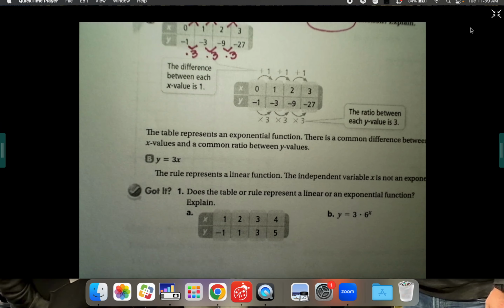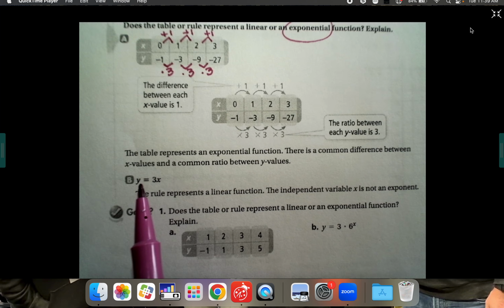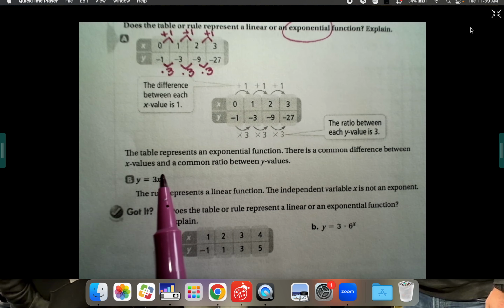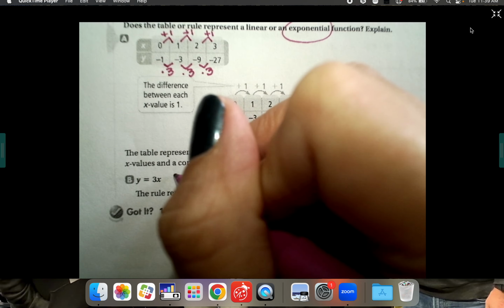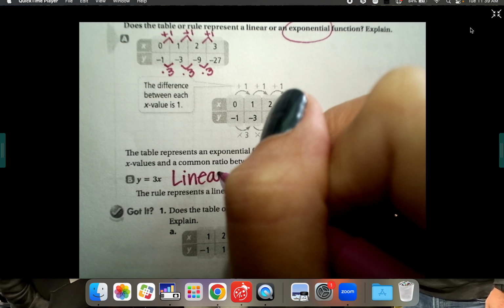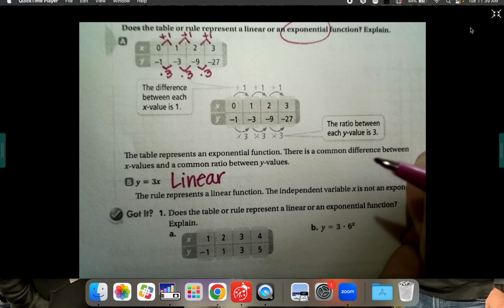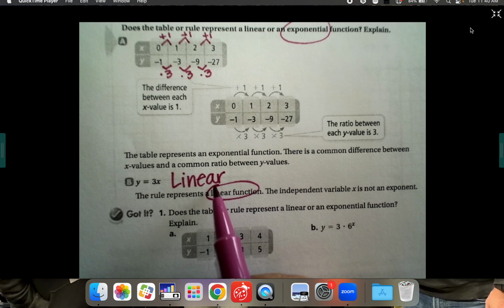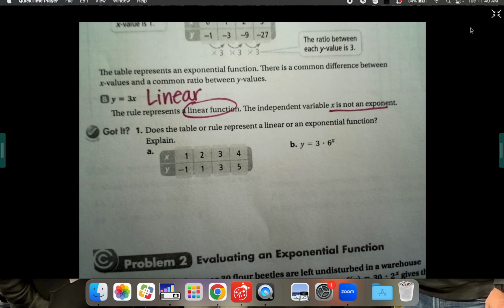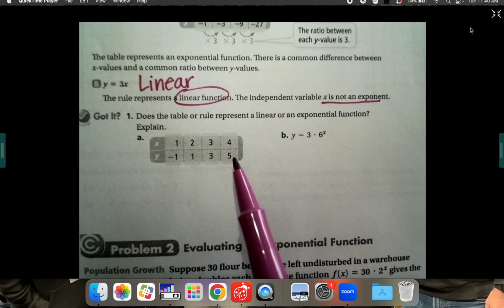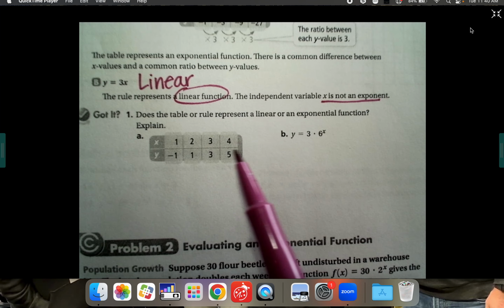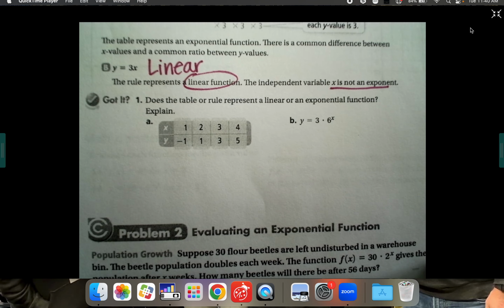All right, on problem B, if you see an equation that's just y equals 3x, there's no exponent, there's nothing exponential about this. So this is going to end up being a linear function. And the reason again is because there is no exponent. Oh, it says right here, linear, x is not an exponent. Okay, go ahead and pause the video and see if you can determine whether these two, A and B, are linear or exponential.